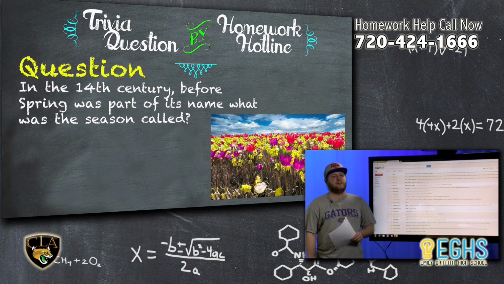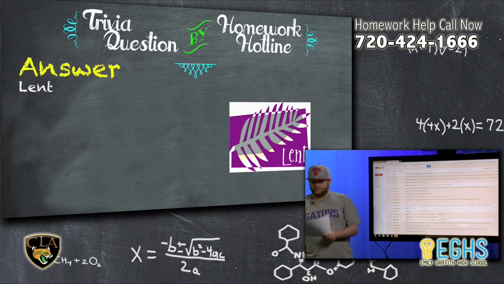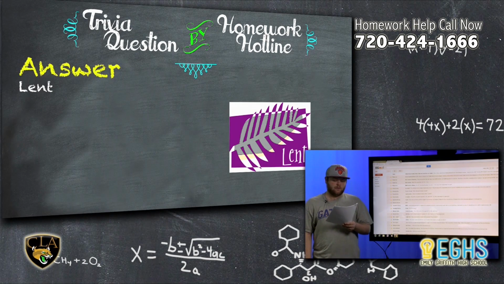Before spring was part of its name, what was the season called? And the answer is Lent. Did not know. Yeah, so before spring was called spring, it was called Lent in the Old English.